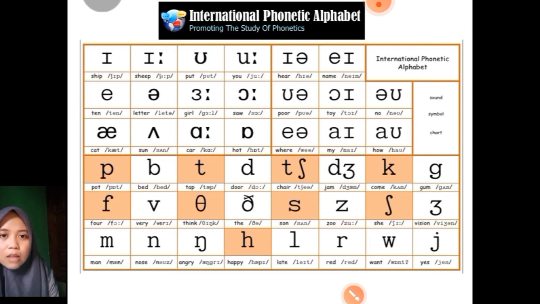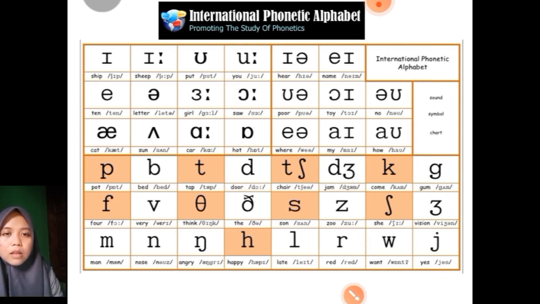And then is the n sound. N is still a nasal consonant, and the word for it is nose. And then is the ng sound. Ng is still a nasal consonant, and the word for it is angry.